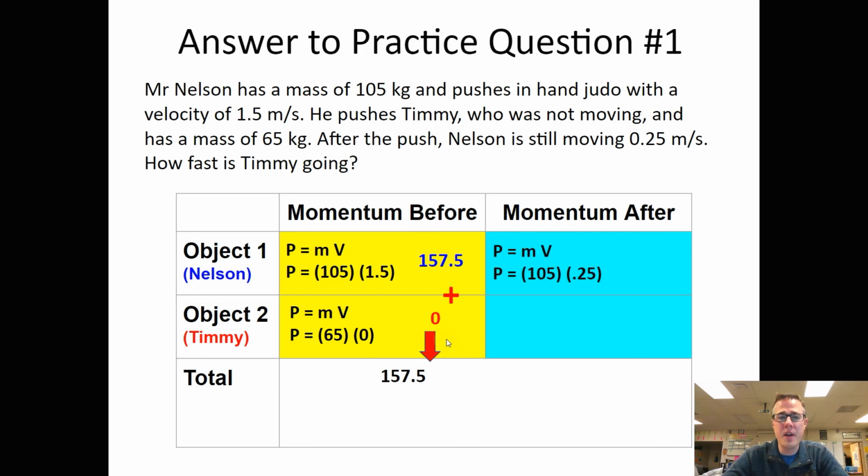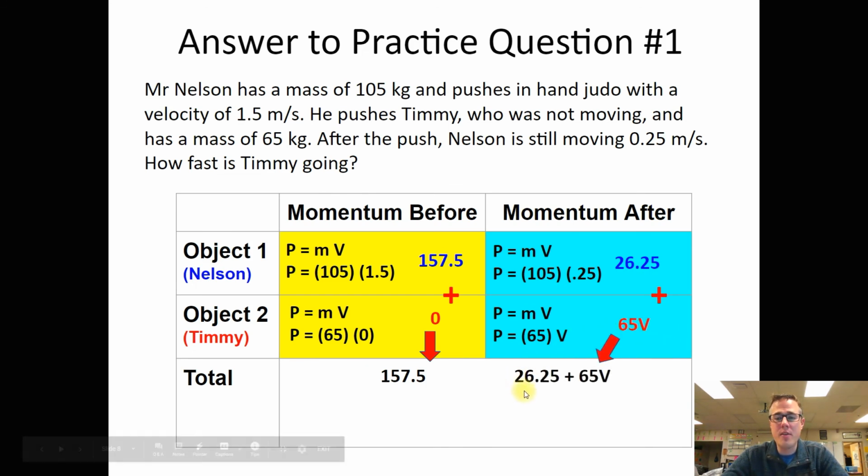Now we go to after. It said in the question that my speed was still 0.25 after I shoved Timmy. So I still had a little momentum. And it turns out it was 26.25, so it went down quite a bit. And all that momentum went into Timmy. And it has to be equal to his mass times his velocity, which is 65v, but we don't know v. But we're still going to combine these two terms, so 26.25 plus 65v. Remember, since this has a v on it, we can't add these numbers together. They're not like terms. So we drop that down into the bottom as 26.25 plus 65v.